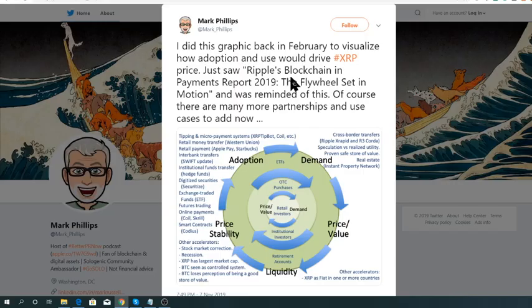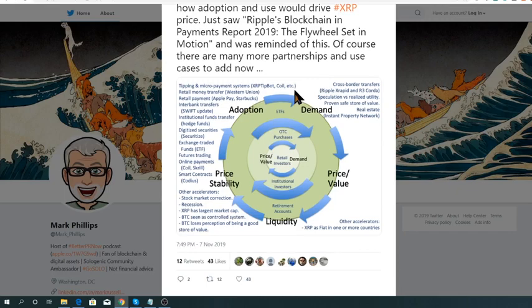Now this is a post from Mark Phillips at Mark_Phillips. This is his graphic in which he is showcasing his philosophy. See the adoption, demand, price and value, liquidity, then price and stability. Again, the adoption and movement, repeating that.